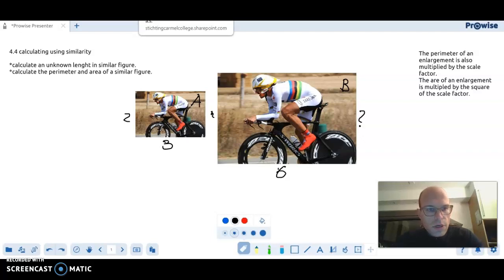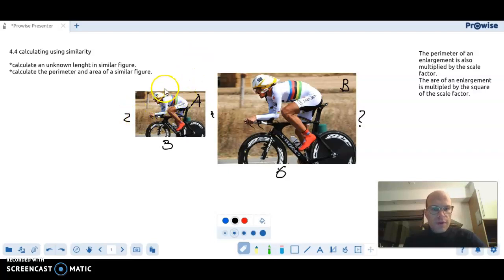Hey guys, we're going to do a bit about paragraph 4.4, calculating using similarity. Calculations using similarity are about two or three things: calculating a known length in a similar figure, calculating the perimeter (you see I use the correct word), and the area of a similar figure. What is the first thing?